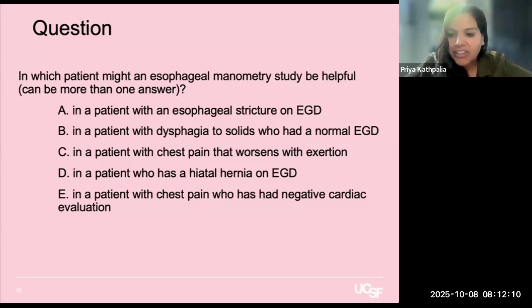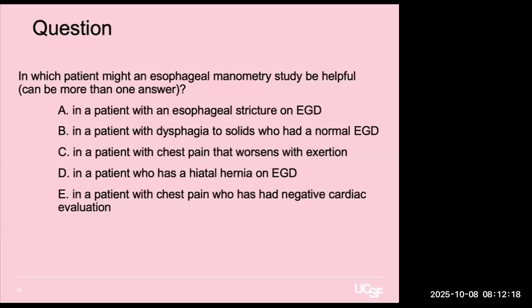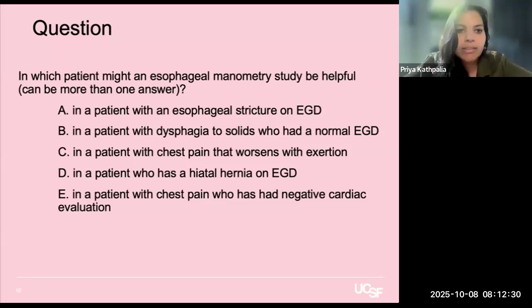Let's ask one of your colleagues. Sean, are you on? Yeah, I'm here. I would say patient E, the chest pain could be from esophageal spasms that could be evaluated on manometry. Perfect. Great. And the key there is just making sure that they have that negative cardiac evaluation before you start looking for spasming.